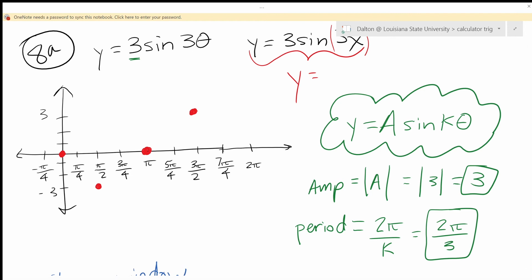My y coordinate says 6e-13. Does anybody else say that? What does that mean?